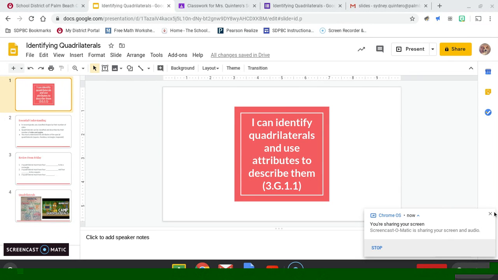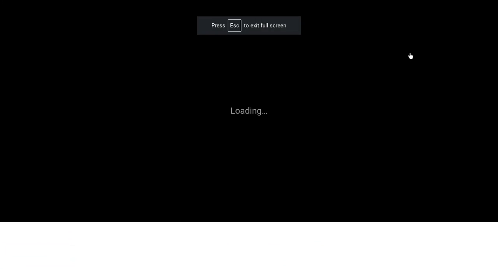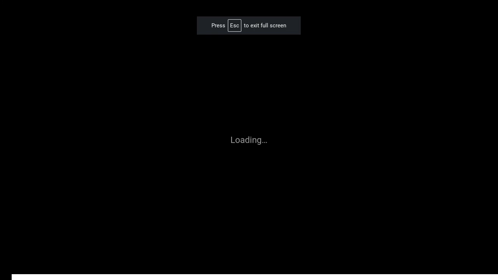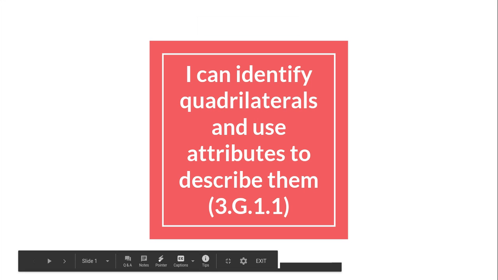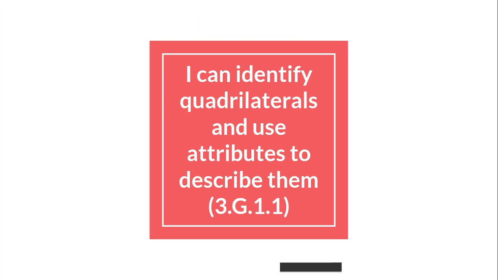Today we're going to continue our discussion about identifying quadrilaterals. So I'm just going to pull up the PowerPoint. Today's standard is: I can identify quadrilaterals and use attributes to describe them.